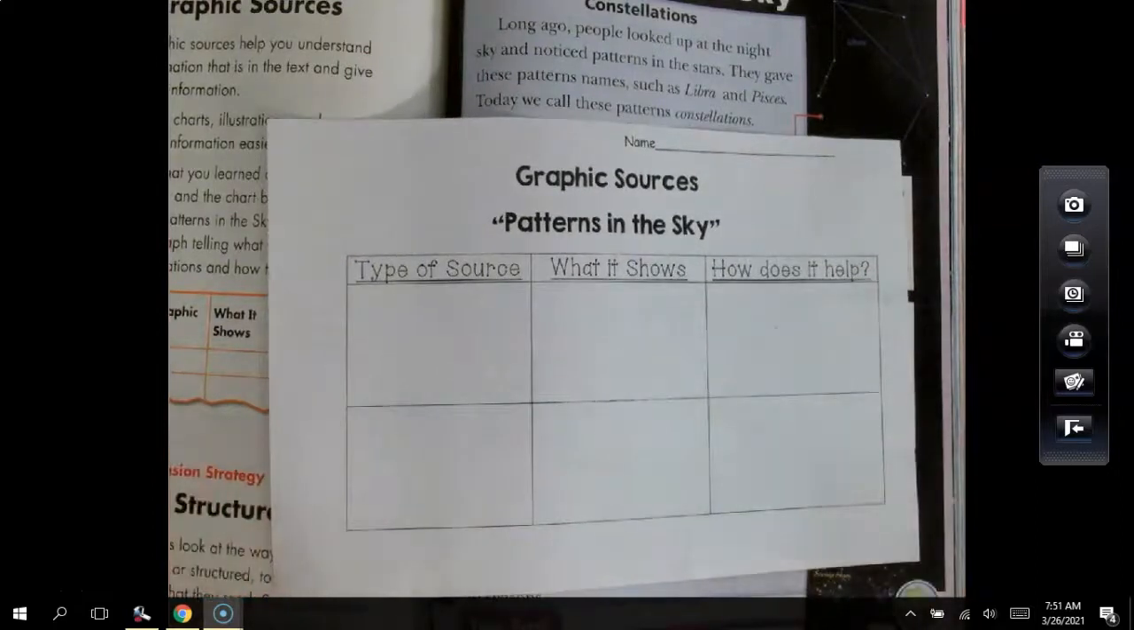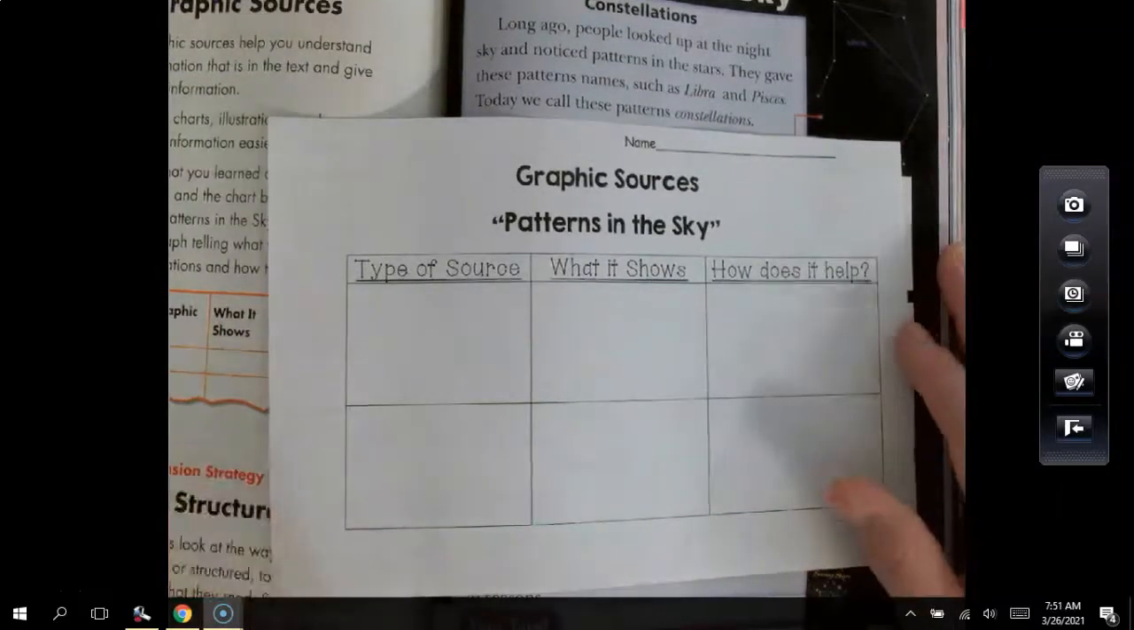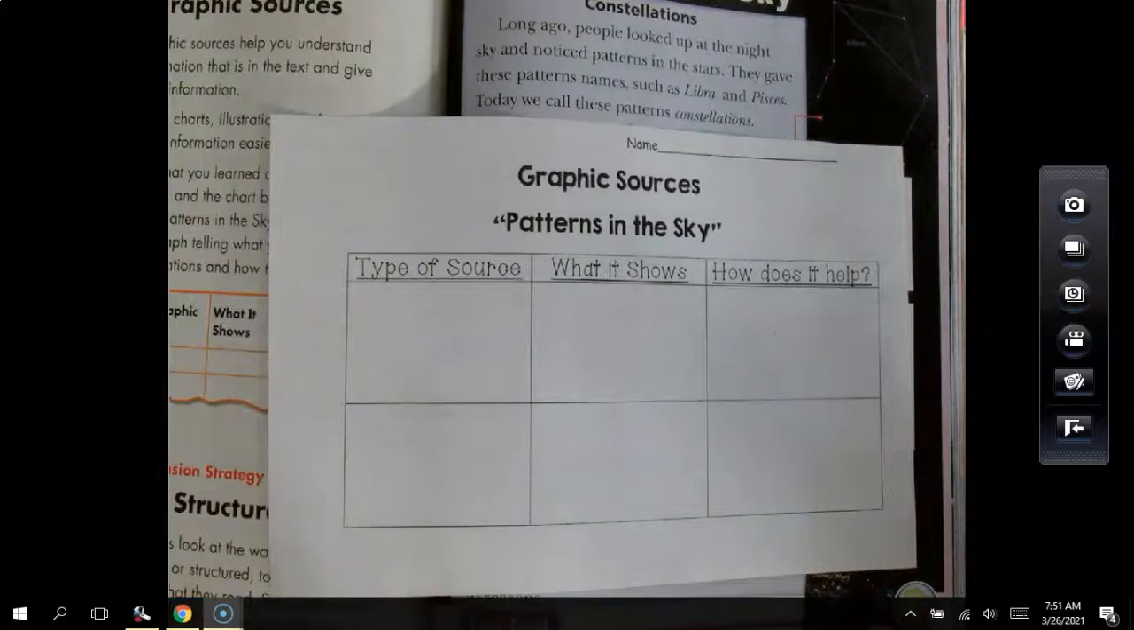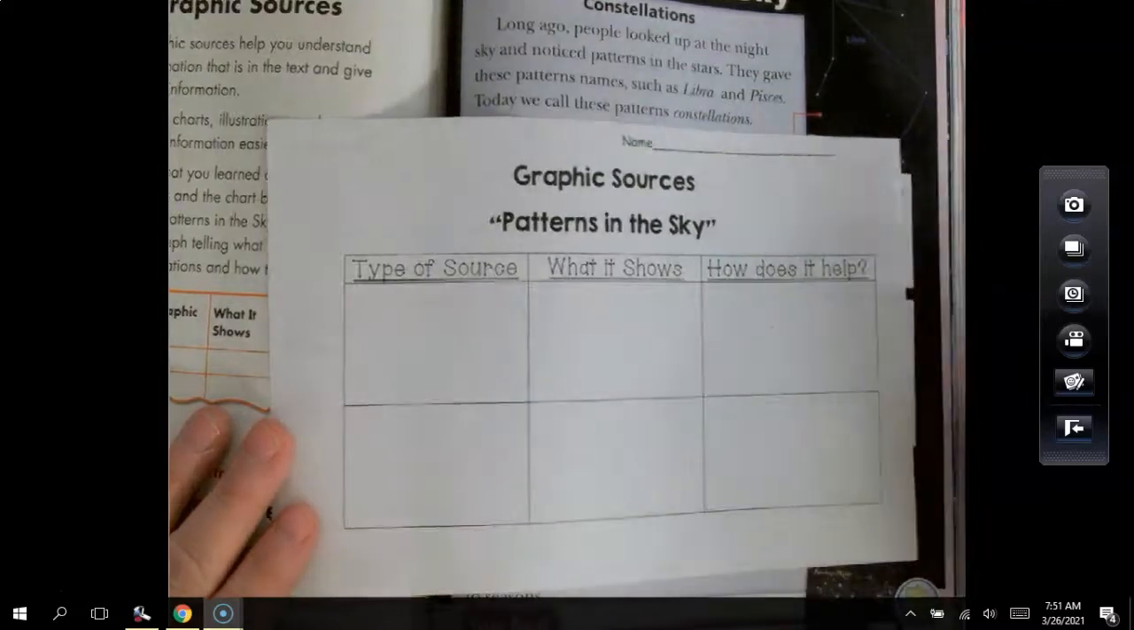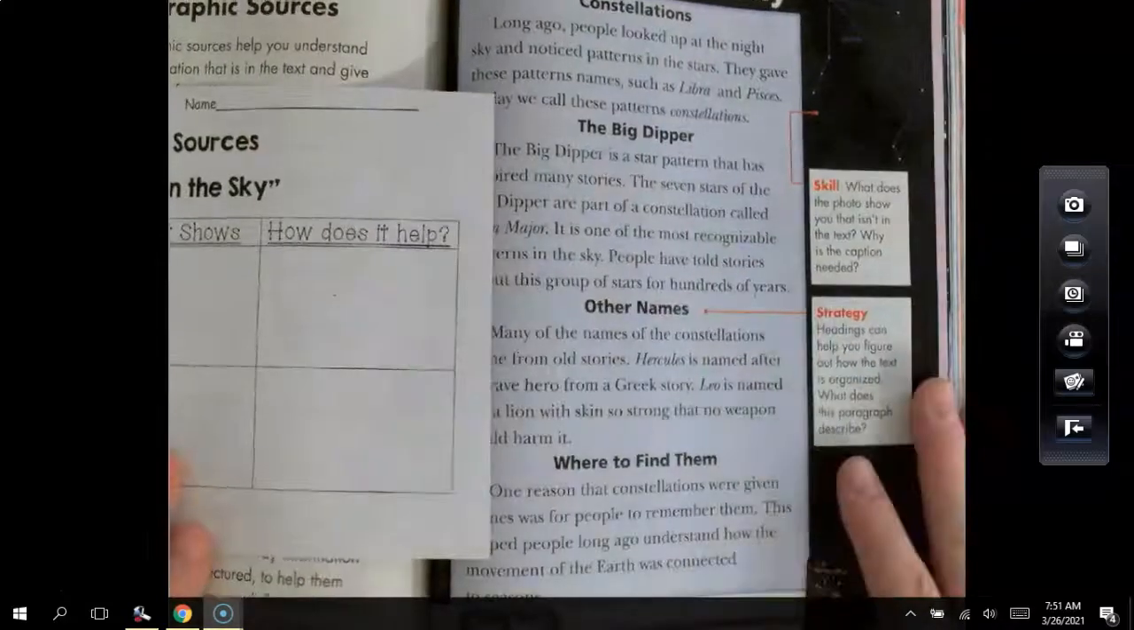If you just grab a scrap piece of paper, you can follow along with us on your scrap piece of paper. If you're here in school, I'm sure your teacher will be handing this out to you. So here's our graphic sources paper. We're going to try to find the type of source that we saw in the text that we just read.